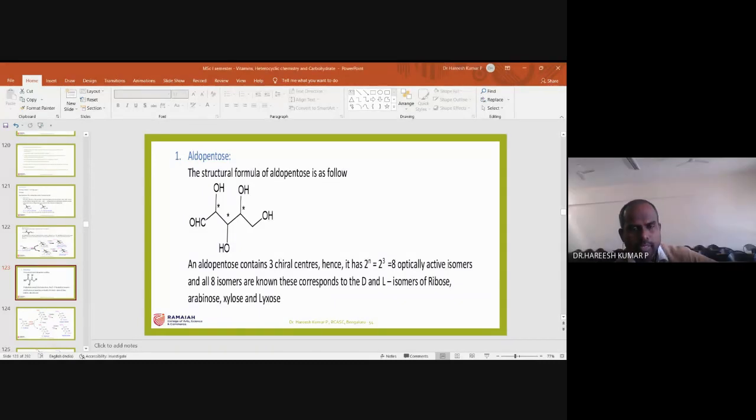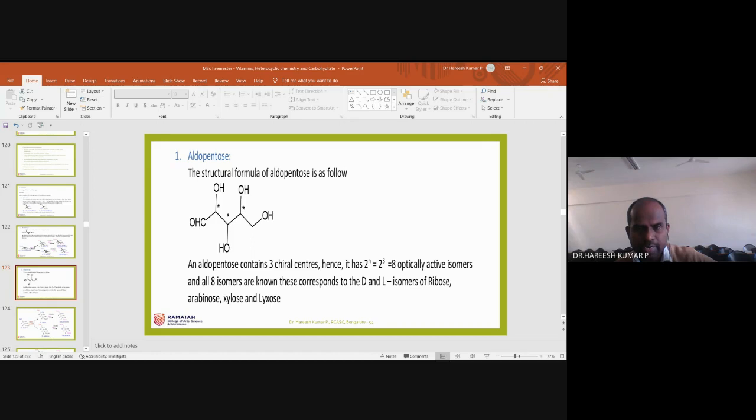Okay, I think we are discussing the determination of structure, more particularly of the aldotrioses, aldotetroses, and aldopentoses. So here I'm taking aldopentoses, and you can observe that there are five carbon atoms in it.